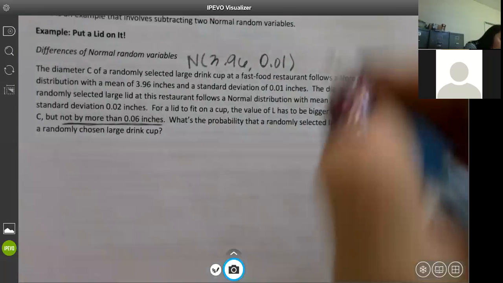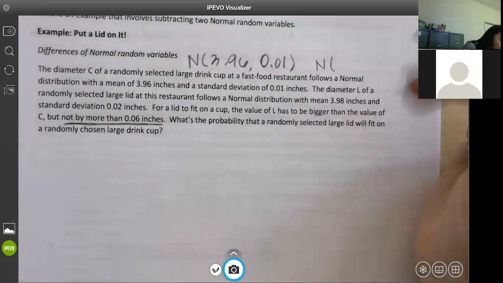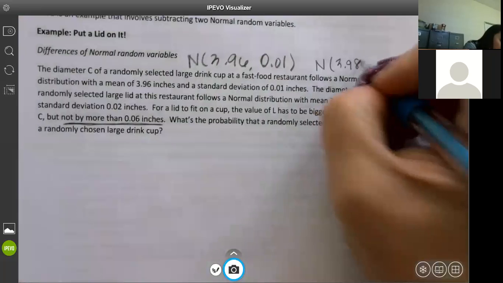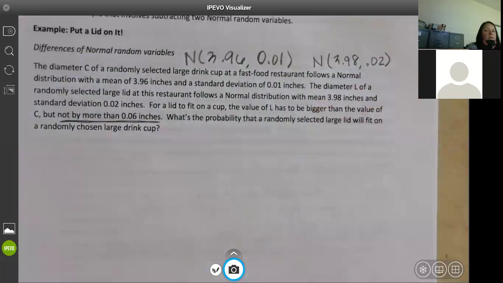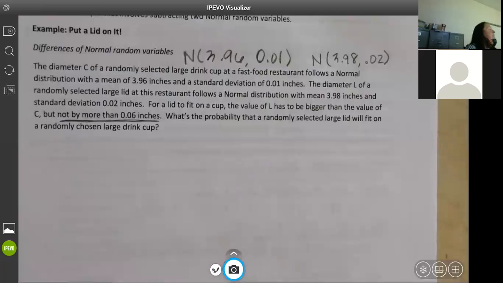So your other normal that I didn't put down was 3.98 and a standard deviation of 0.02. So we need to make sure that the difference, so it told us that the difference is not more than 0.06 inches.